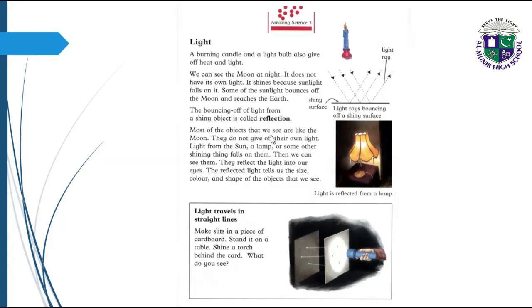Most of the objects that we see are like the moon. They do not give off their own light. Light from the sun, a lamp, or some other shining thing falls on them. Then we can see them. They reflect the light into our eyes. The reflected light tells us the size, color, and shape of the objects that we see.